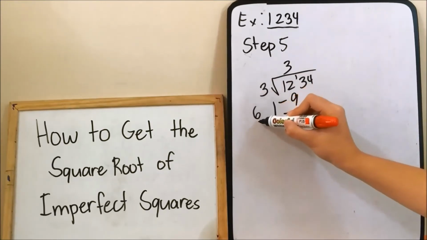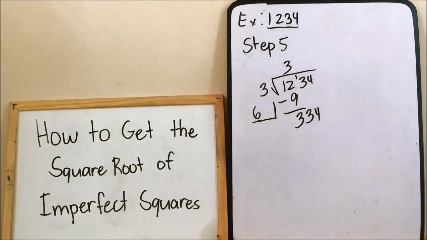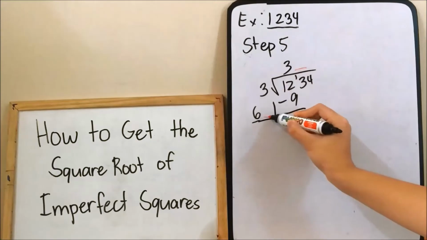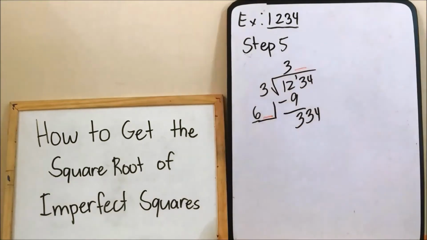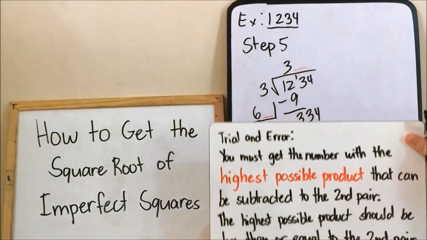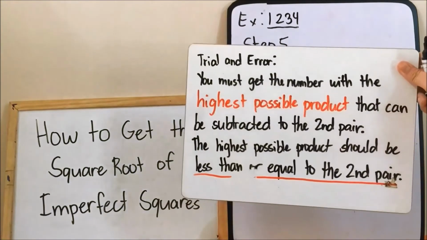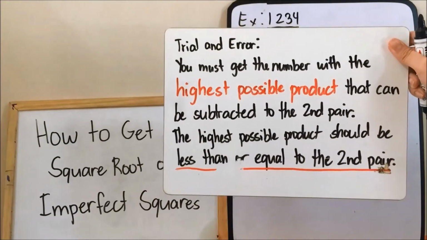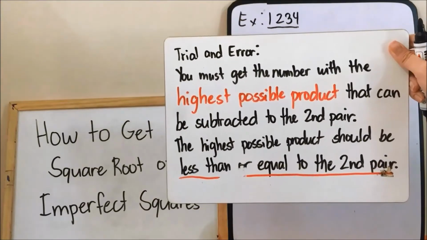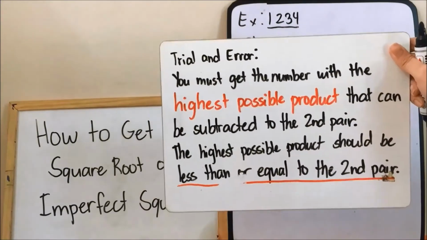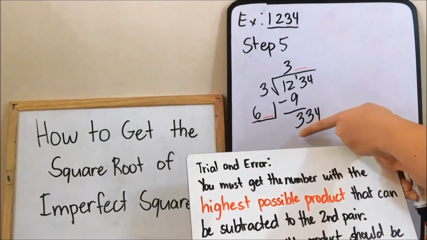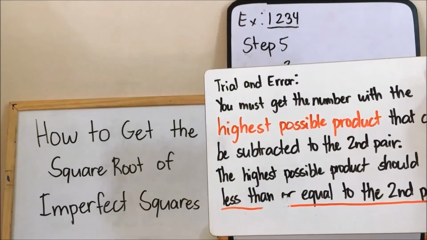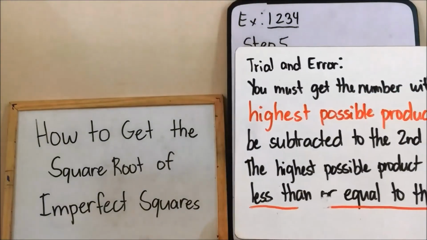This is the trickiest step, so listen carefully. In this step, we will be finding the missing numbers over here and over here. We will get them by using trial and error. In trial and error, you must get the number with the highest possible product that can be subtracted from the second pair. Our second pair is 334. So the highest possible product should be less than or equal to the second pair.